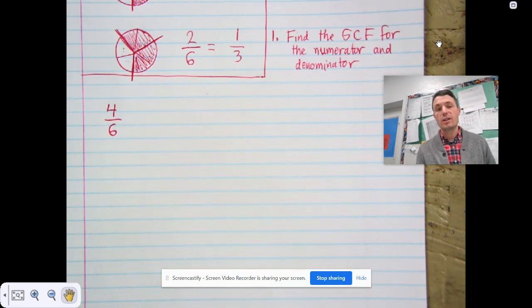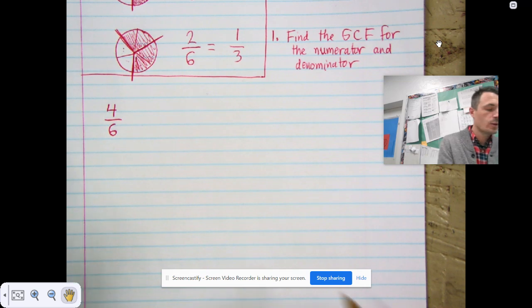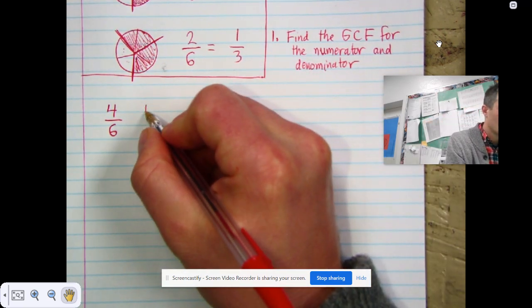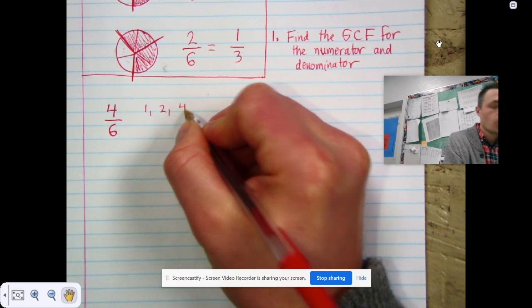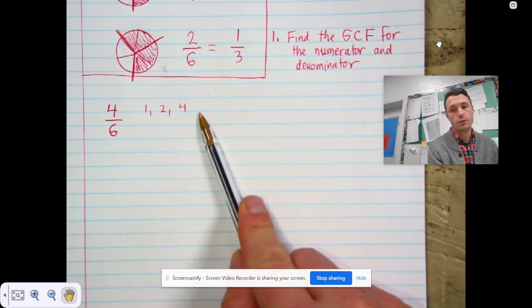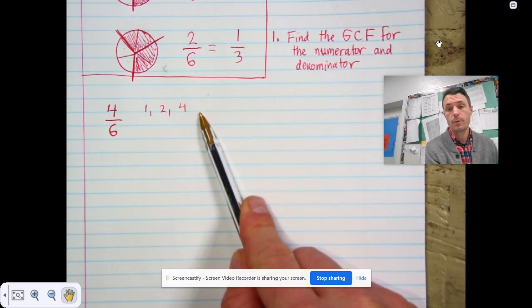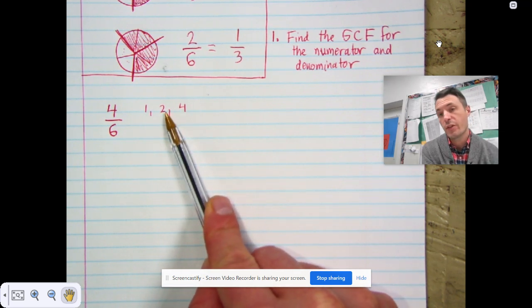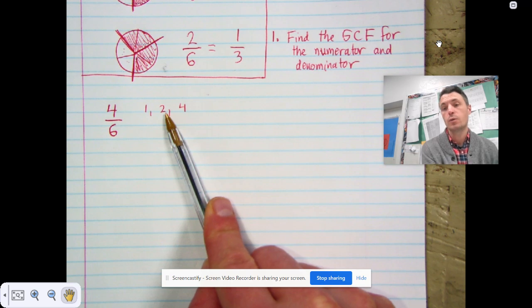Now, we learned in yesterday's lesson, there are 2 different ways we can find the greatest common factor for 4 and 6. The first way is we can just list all the factors for 4 and 6 and then pick the biggest number that's in both lists. So we could list 1, 2, and 4 for 4. Those are the only factors of 4, because 1 times 4 is 4 and 2 times 2 is 4. Nothing else can be multiplied together to equal 4.